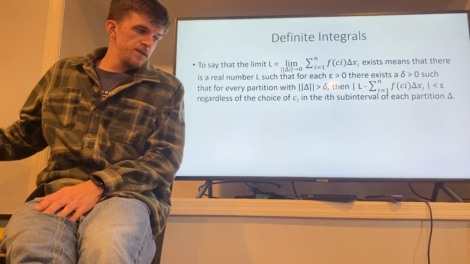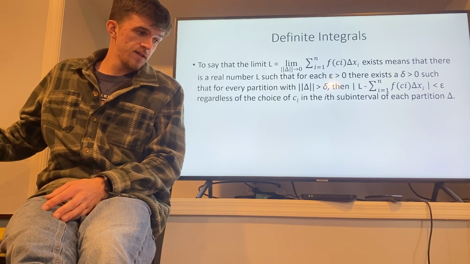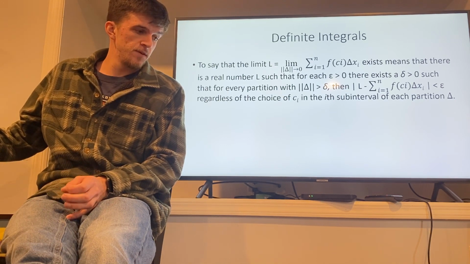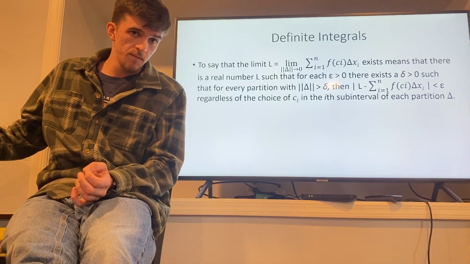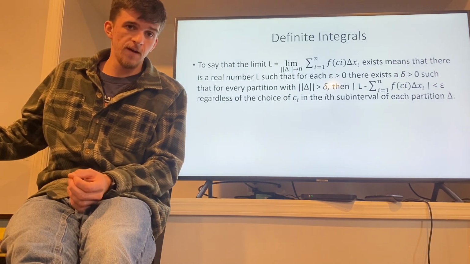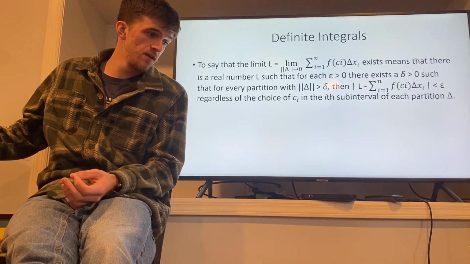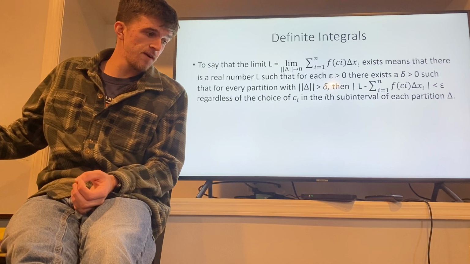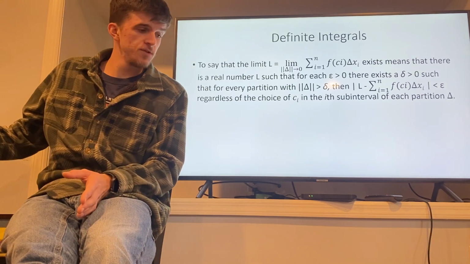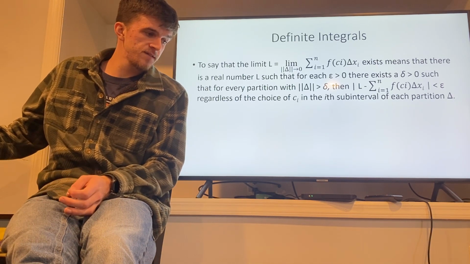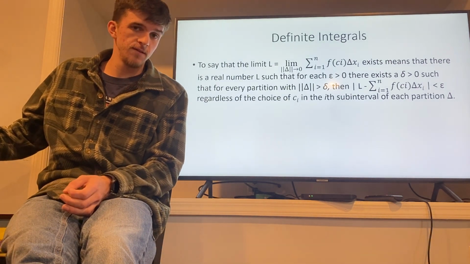So to say that the limit L exists means that there's a real number L such that for each epsilon greater than 0, there exists a delta greater than 0, such that for each partition where the norm is less than delta, the absolute value of L, the value of your limit, minus the sum of n terms is going to be less than epsilon, regardless of your choice of c sub i in the ith subinterval of each partition. It doesn't matter what you choose. The absolute value of the limit minus the sum is always going to be less than your epsilon.